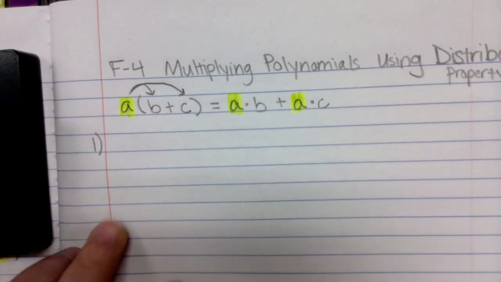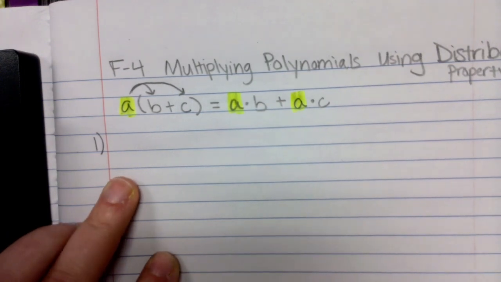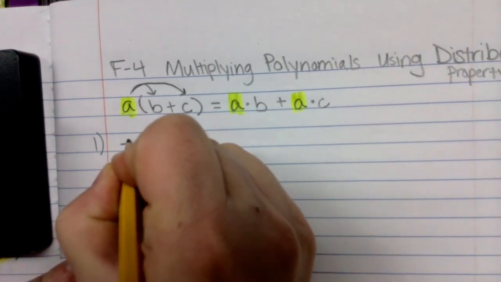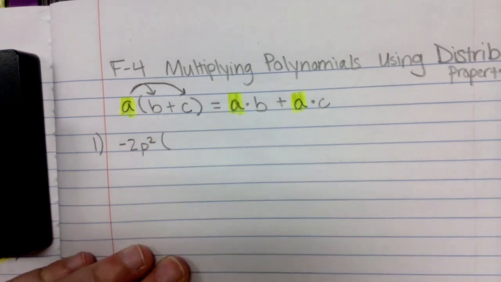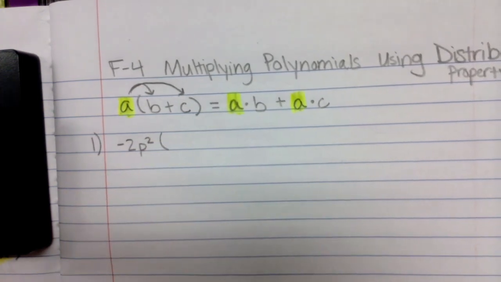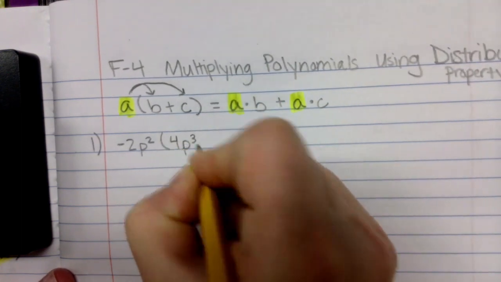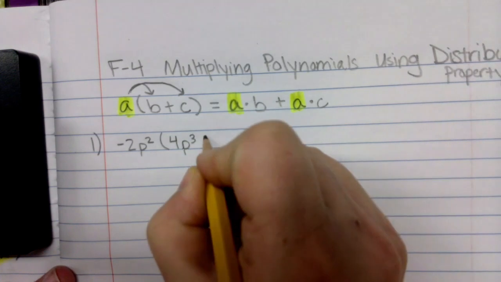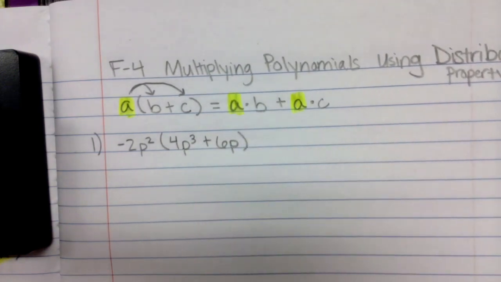It's weird. Alright, we have negative 2p to the second power times 4p to the third power plus 6p. So when I look at this problem, I need to decide what is the part that I am distributing.